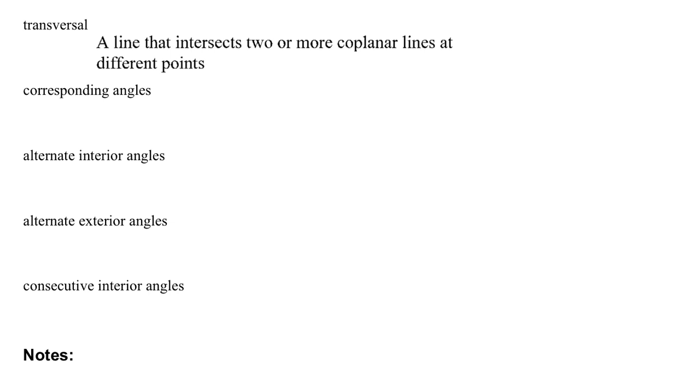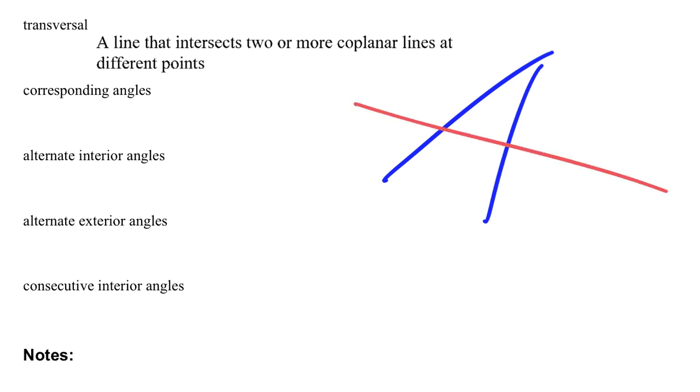So for example, I could have two lines here, right? Here's two lines, and then my transversal is going to be this red one here. So remember, a transversal is a line that intersects two or more lines that are in the same plane, coplanar, at different points. So this red line is my transversal here.